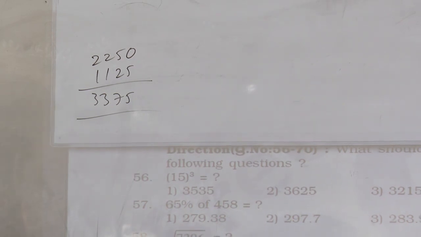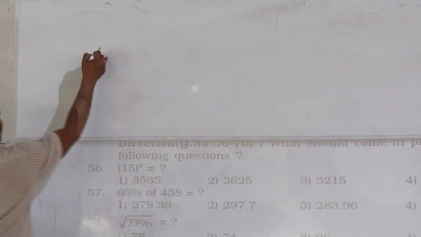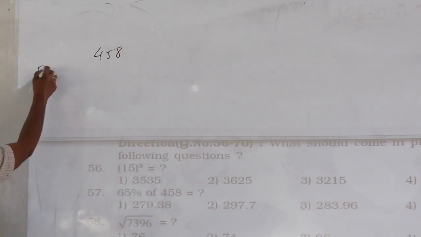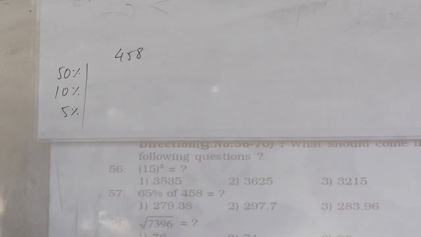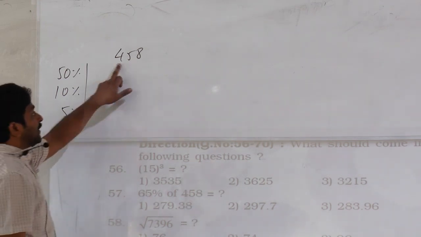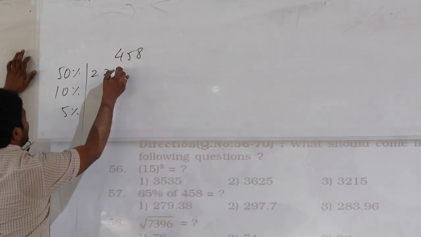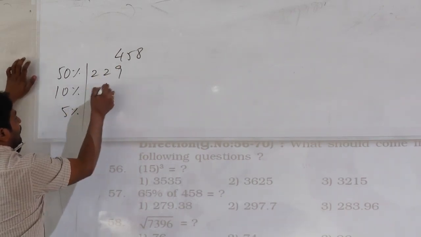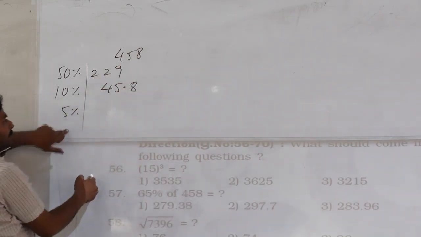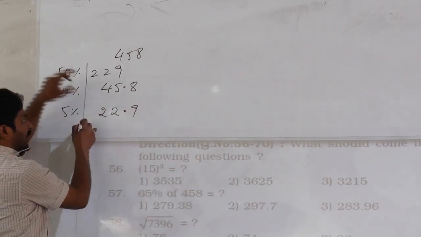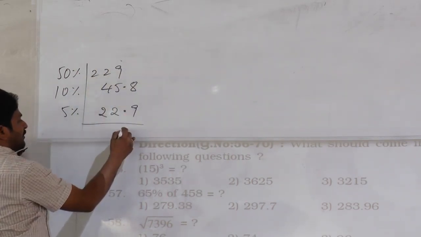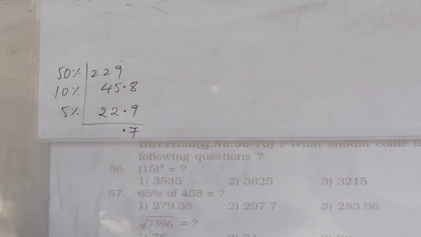65% of 458. How will you get 65%? 50%, 10% and then 5%. Out of 458, you are asked about 65%, 50%, 10% and then 5%. Let's add everything. Then you will get 65%. Right. 50%, 229. 10%, 45.8. 5% is half of 10%, which is 22.9. So your answer should end with 0.7. How many are there? Only one. That's fine.